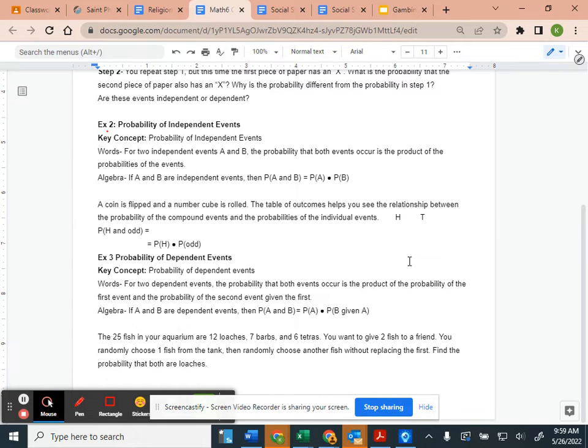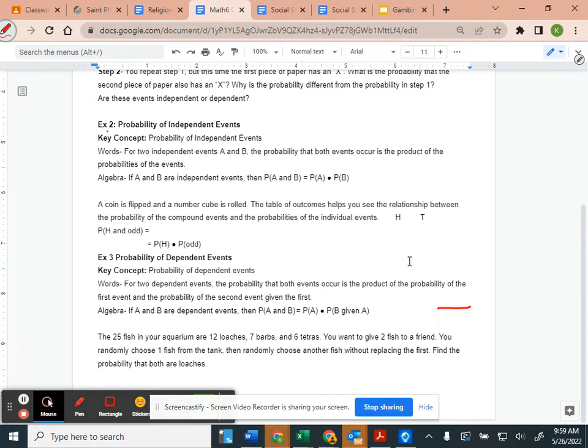The 25 fish in your aquarium are 12 loaches, 7 barbs, and 6 tetras. You want to give 2 fish to a friend. You randomly choose 1 fish from the tank and then randomly choose another fish without replacing the first. Find the probability that both are loaches. So what's the probability the first one's going to be a loach? Nope. Remember, our bottom number is going to be the total outcomes.